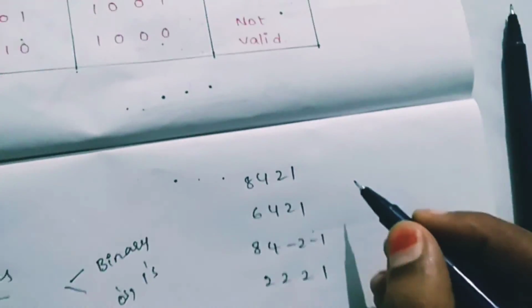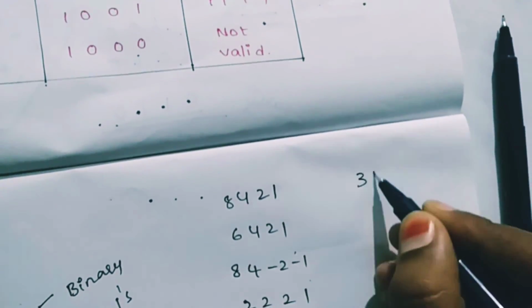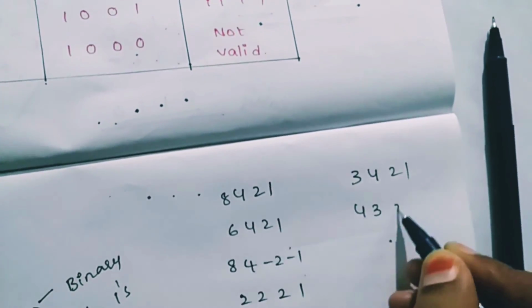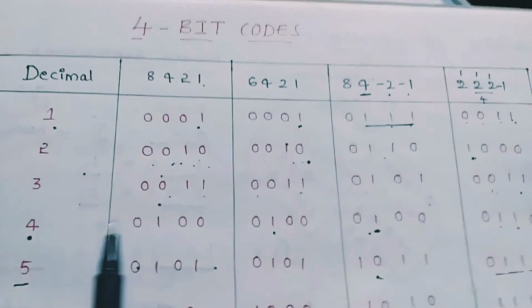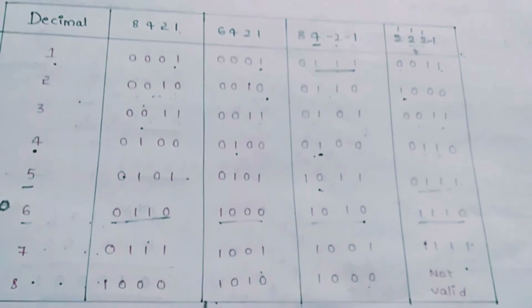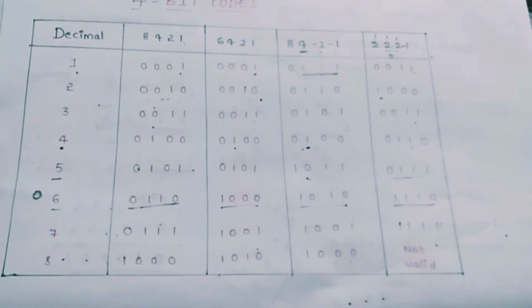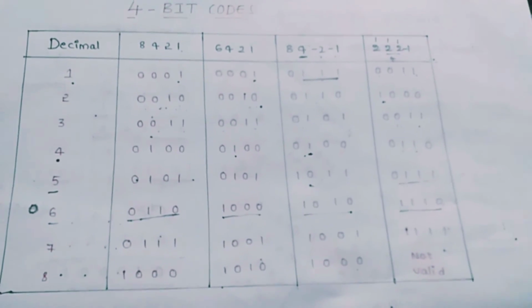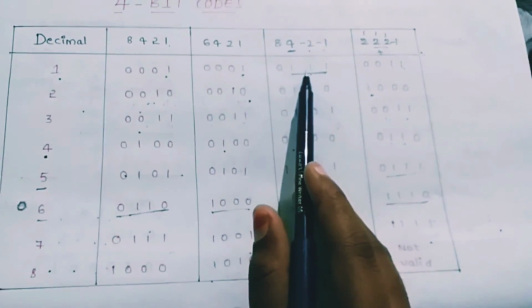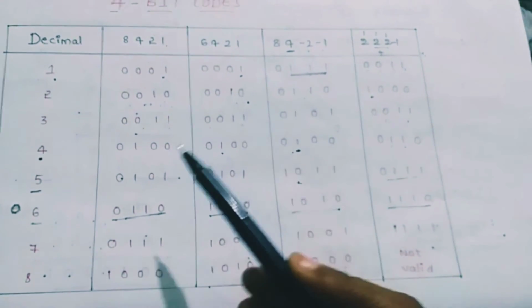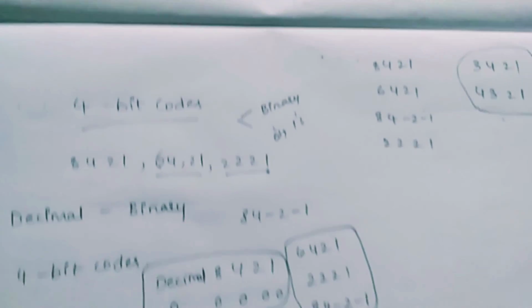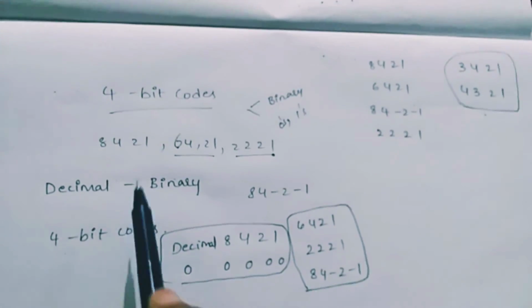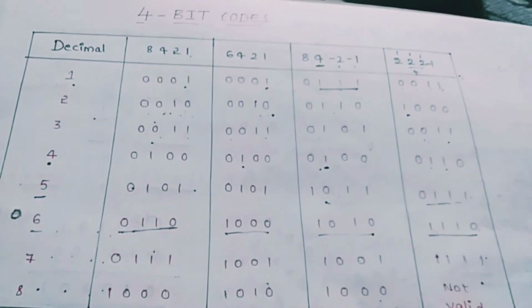Also we have to convert these from 3421 or else 4321. In this way we have to convert these decimal values into these 4-bit codes. How we are converting from decimal to 8421, 6421, 84 minus 2 minus 1, 2221, in this section we will learn this. These are 4-bit codes, and this is the introduction of 4-bit codes. Thank you for watching this video.